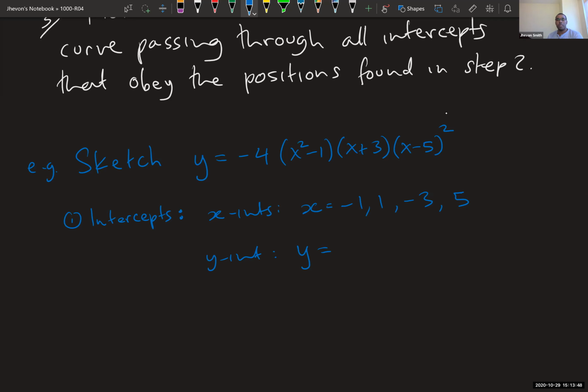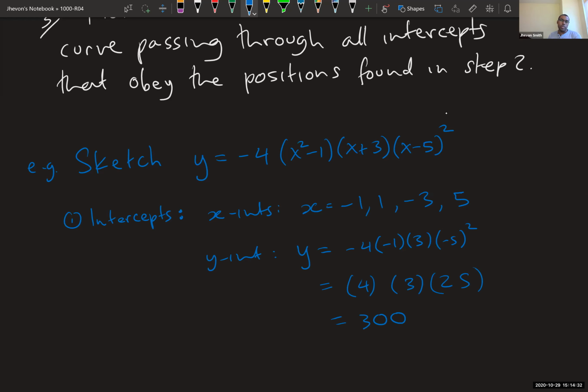Go back to the concept. What does it mean to find a y-intercept? How do you find the y-intercept? X will equal 0. You plug in x equals 0. So you just have -4 times -1 times 3 times -5 squared. Right? So that's this here. So this is just going to be 25 times 4, which is 100 times 3. So you get 300. A lot quicker than to multiply this out.